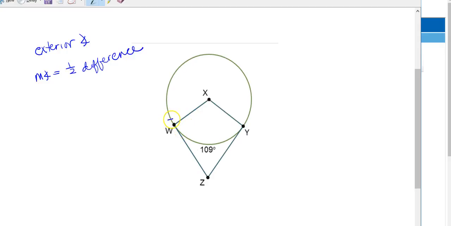So the first thing you want to do is find out what this big arc is. And remember, how many degrees are all the way around a circle? Not 180, but 360. Okay, 360 to go all the way around. So if I subtract 109 from 360, what do you get? I'm going to let you figure that out.